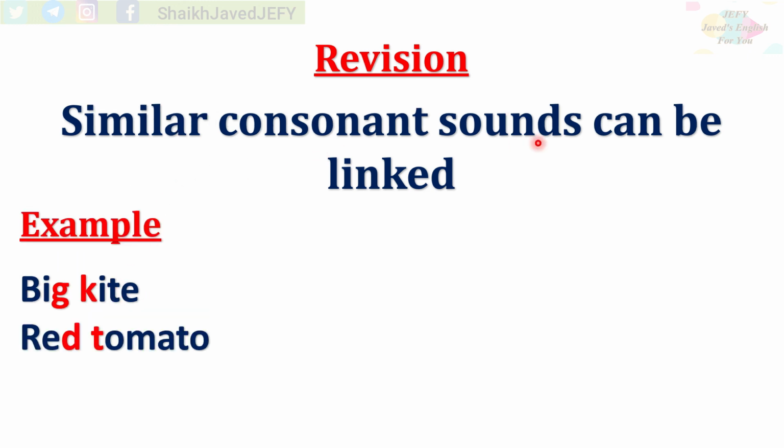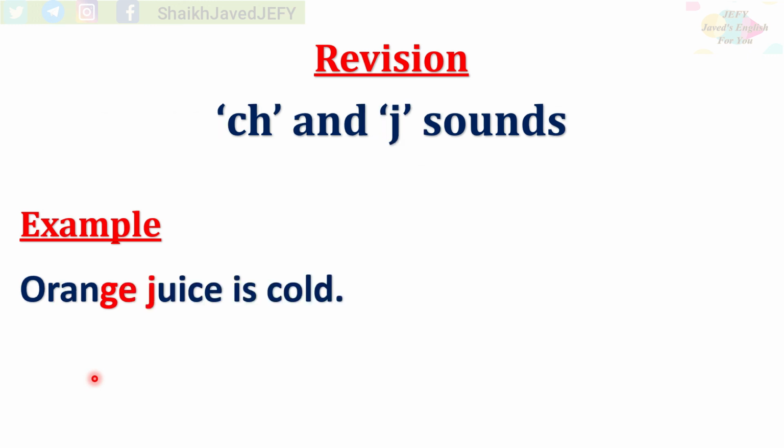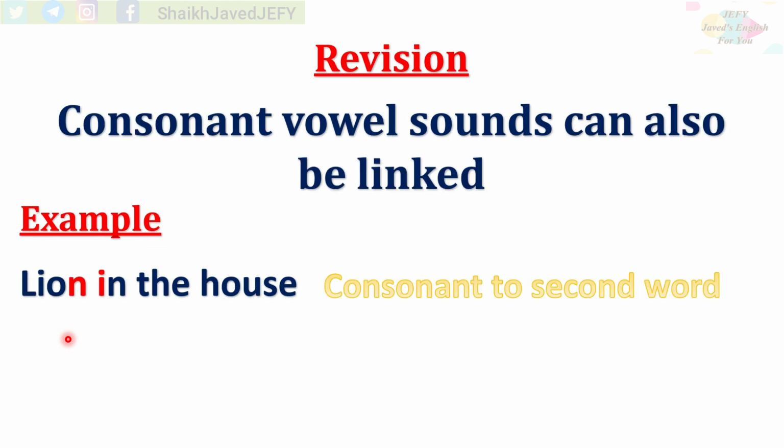Similar consonant sounds can be linked. For example, big kite, g and k. They are not the same sounds, are they? Actually, they are different sounds, but they match to an extent. So big kite or red tomato, like that. Ch and j sounds cannot be linked. You have to say them separately. Orange juice is cold, orange juice is cold, like that.